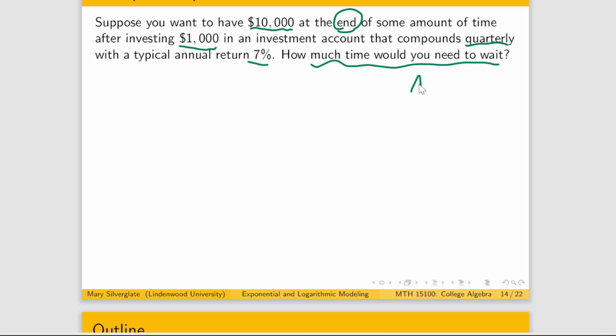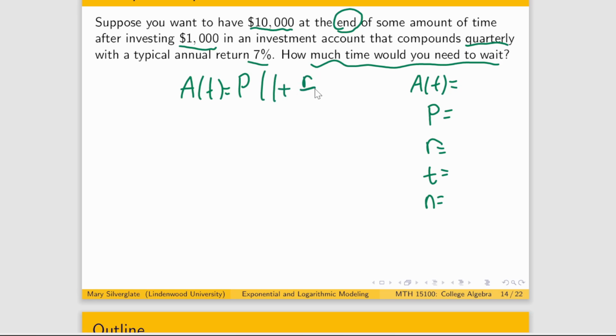So let's think it through this time. We have the amount at the end of time t, we have our starting principal, we have our rate, we have what time t is, and we have the number of times we compound per year. In the formula, the ending amount is your principal times 1 plus r over n to the nt. So go ahead and pause your video and see if you can identify which piece of information would go where.